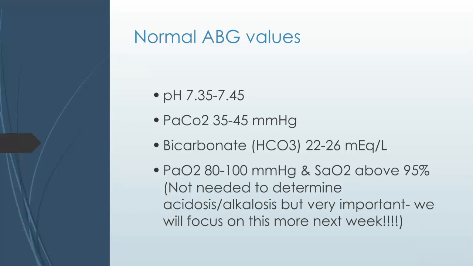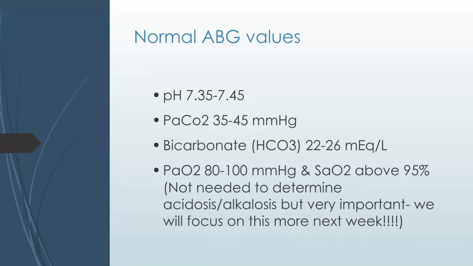PaCO2 of 35 to 45. One of the ways that helps me to remember this is that I've got 7.35 to 7.45, and this is 35 to 45. So that may help you also. And then our bicarb, HCO3, 22 to 26. And PaO2, 80 to 100. We'll talk more about this. And then, of course, you already know the SaO2 is 95%.